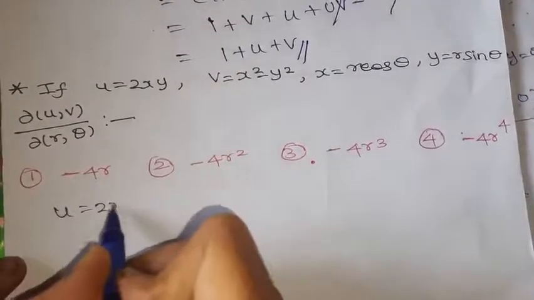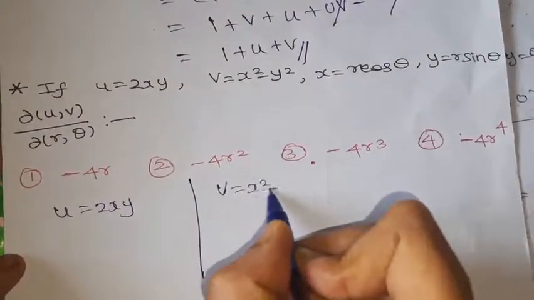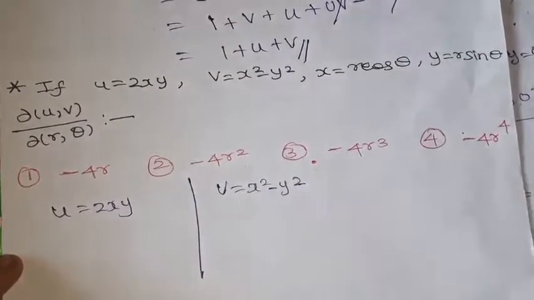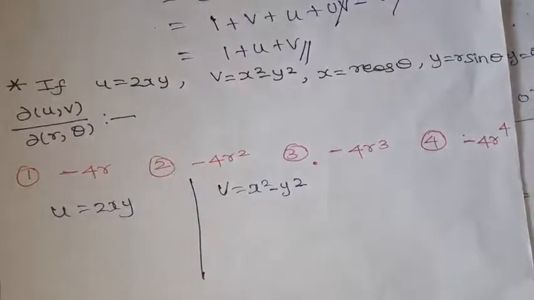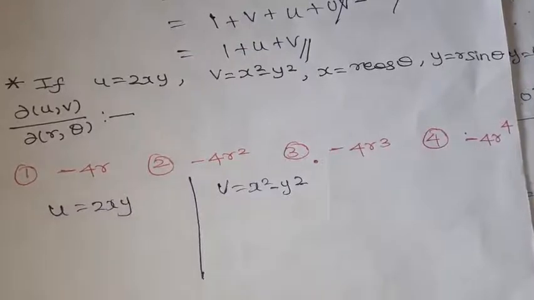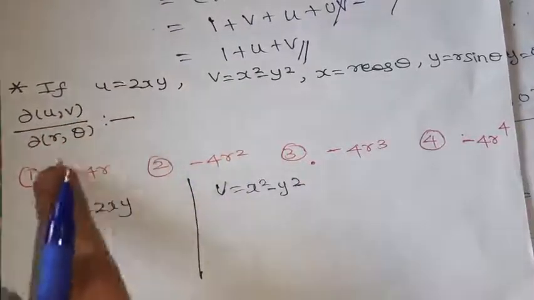U equal to 2xy, V equal to x square minus y square. And what is given? X equal to r cos theta. So this is like implicit functions where u and v are dependent on x and y, and for x and y we need to find out the ∂(u,v) by ∂(r,θ).